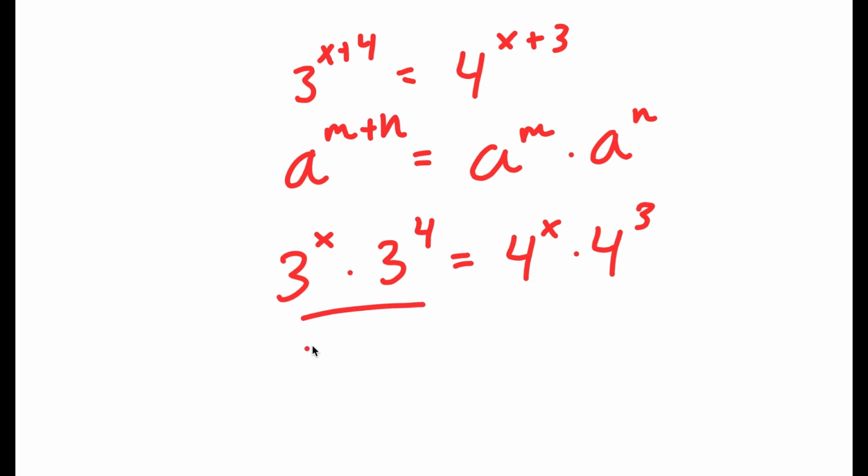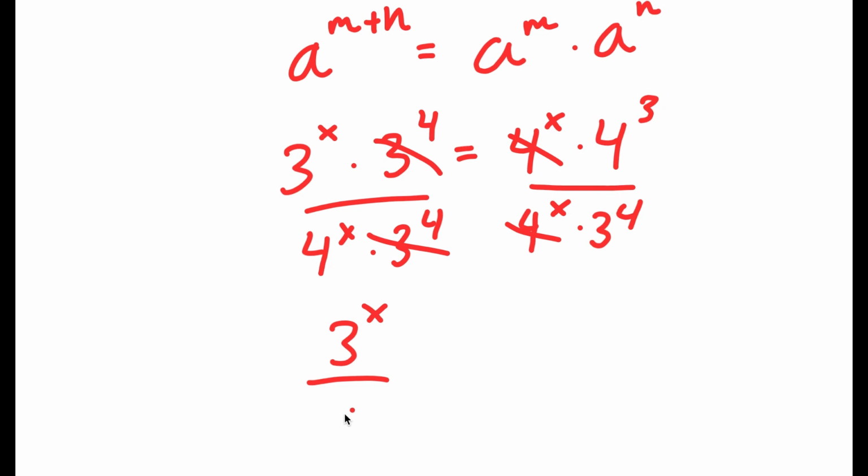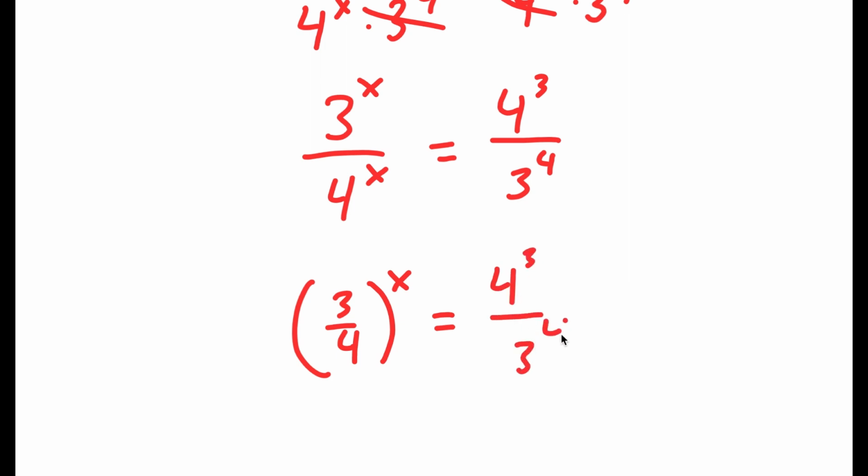Now I'm going to divide both sides by 4 to the power of x times 3 to the power of 4. So then these two cancel out and these two cancel out. So now I'm left with 3 to the power of x over 4 to the power of x is equal to 4 to the power of 3 over 3 to the power of 4. Now 3 to the power of x over 4 to the power of x is the same thing as 3 over 4, to the power of x. So I have this is equal to 4 to the power of 3 over 3 to the power of 4.